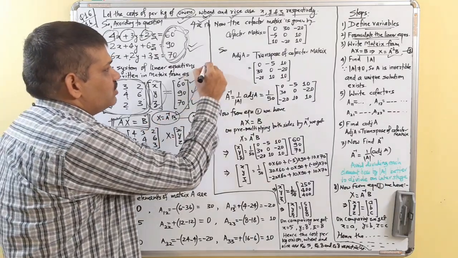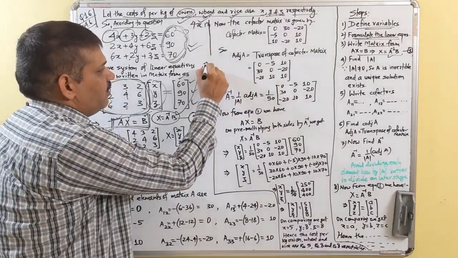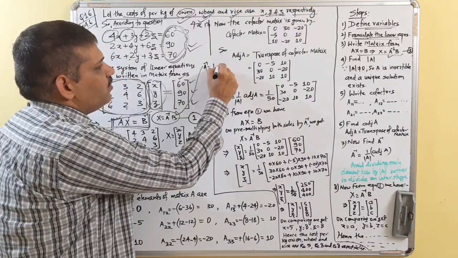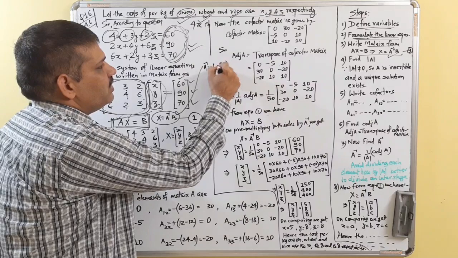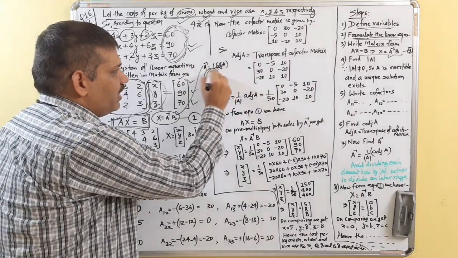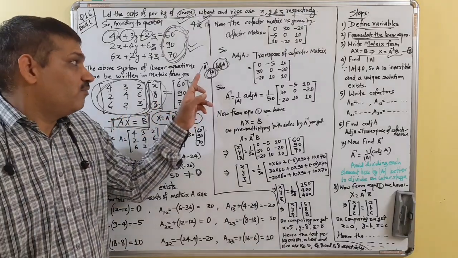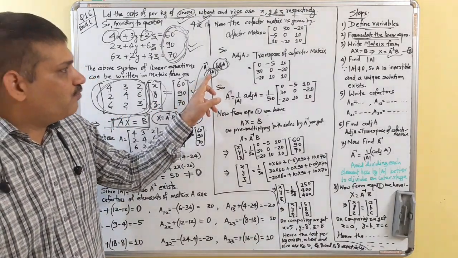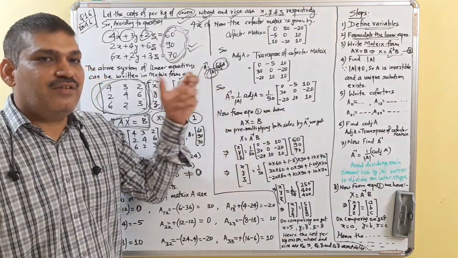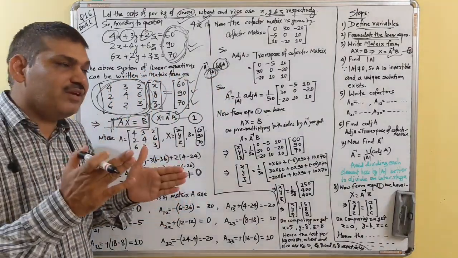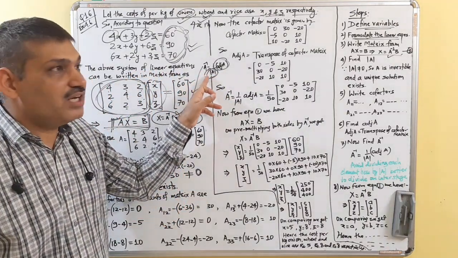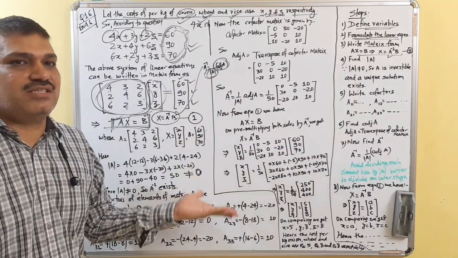Now the story begins. You need A inverse, and A inverse is nothing but 1 upon determinant A times adjoint A. So we need to find determinant A and adjoint A. Before proceeding anymore, first of all we must find the value of determinant A so that we can decide whether A is invertible or not, that is, whether the system is consistent or not.